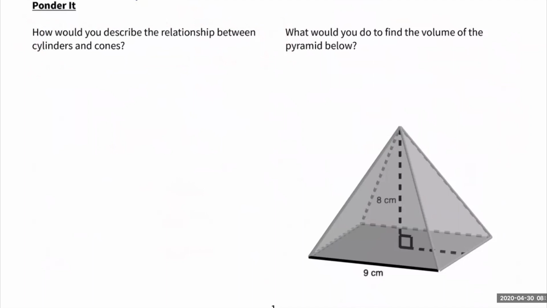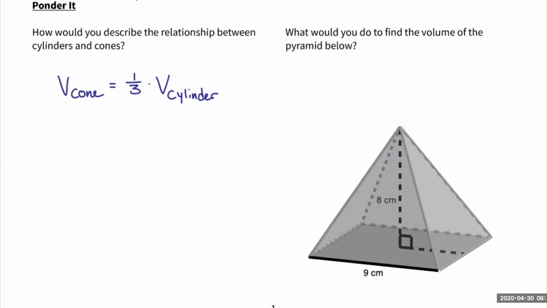All right, hopefully you're saying something along the lines of the volume of a cone is equal to 1/3 of the volume of a cylinder, assuming that we have the same radius and the same height, right? The bases are congruent. So that raises the question, what would we do if we want to find the volume of a pyramid, right?